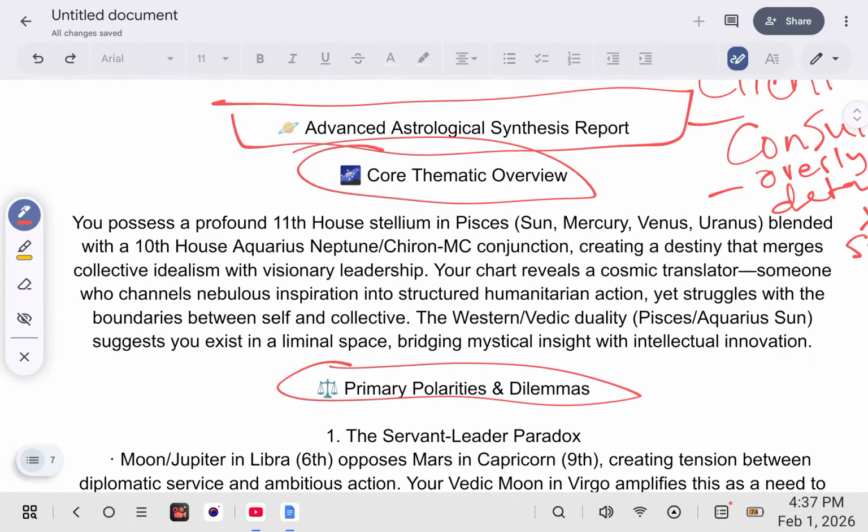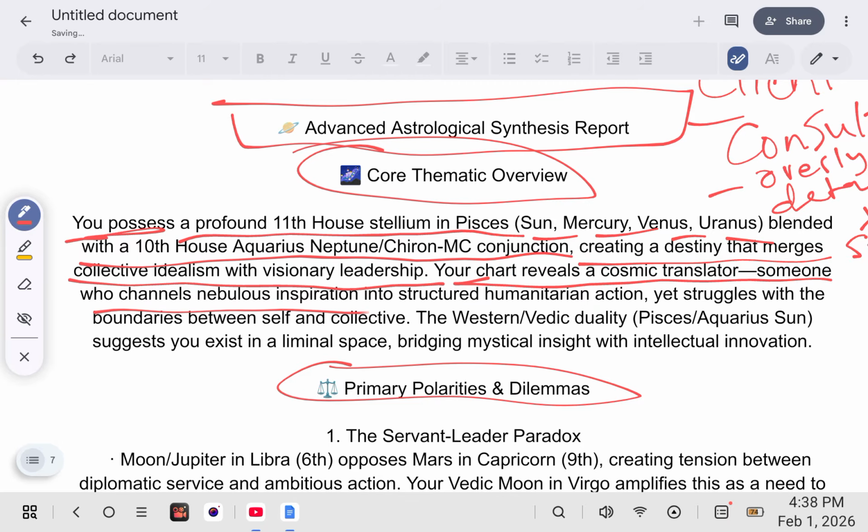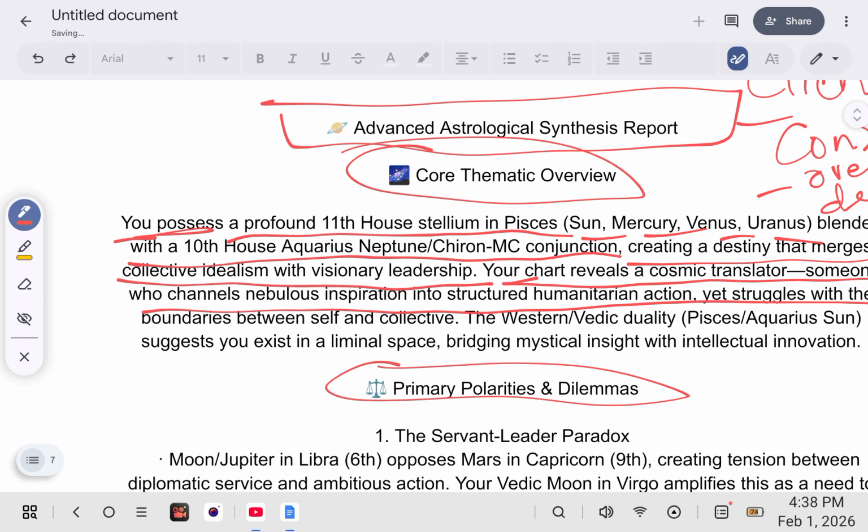So first is the core thematic overview of this report, where I know that I possess a profound 11th house stellium in Pisces, Sun, Mercury, Venus, and Uranus, blended with a 10th house Aquarius, Neptune, Chiron, midheaven conjunction, creating a destiny that merges collective idealism with visionary leadership. The chart reveals a cosmic translator, someone who channels nebulous inspiration into structured humanitarian action that struggles with the boundaries between self and collective. The Western Vedic duality, Pisces Aquarius Sun, suggests that it exists in a liminal space, bridging mystical insight with intellectual innovation.